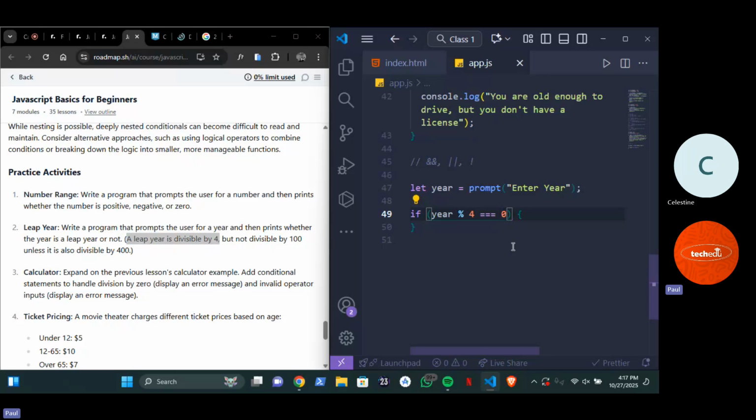The second condition is that, what's the second condition? Is not divisible by 100. That means year is also not divisible by 100. That means year modulus 100 does not equal what? Exactly. So let's use does not equal.